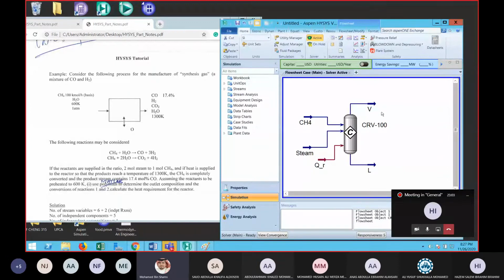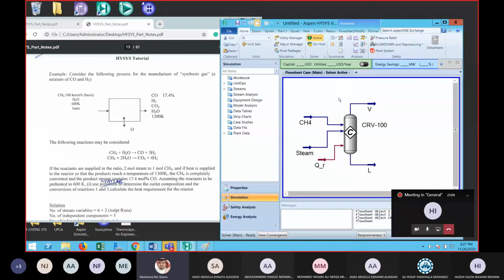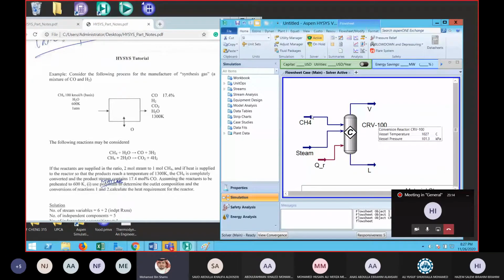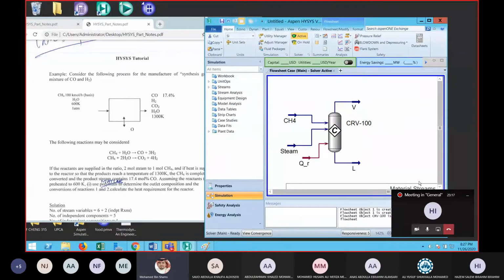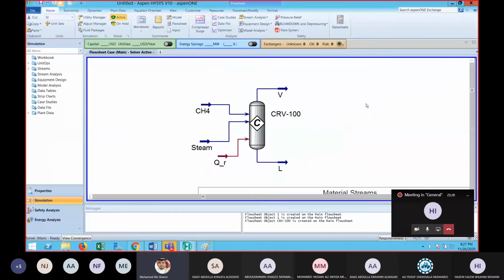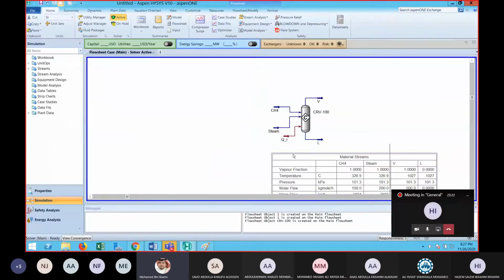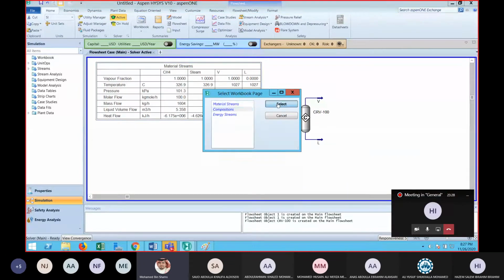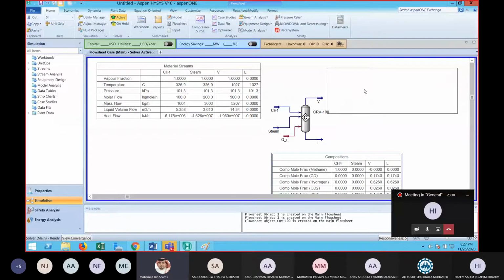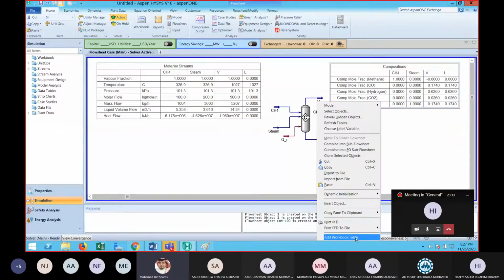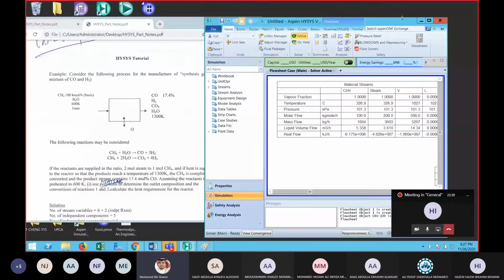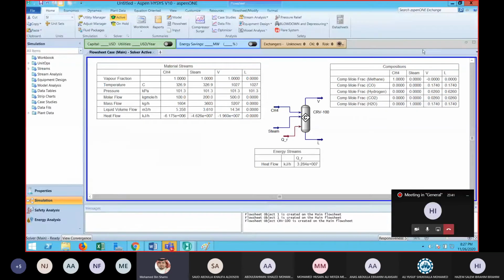So what does the question ask of me? The question asks me to calculate the outlet composition and the Q. So basically right click and add the workbook for it. I have the material stream, as you can see below. Okay, so that's the material stream, and right click again and you will get the composition, which is what is requested in number 2. And of course the heat was requested, so you add the energy stream and you get the Q, and that completes the problem.